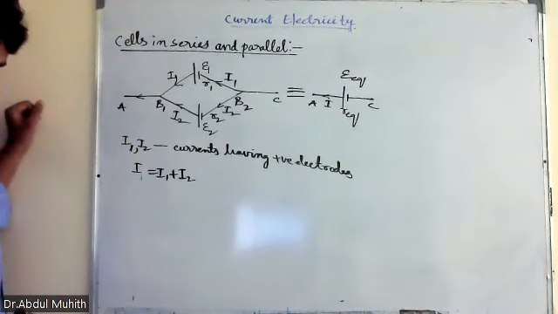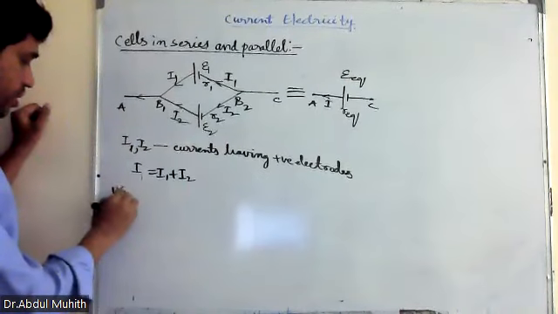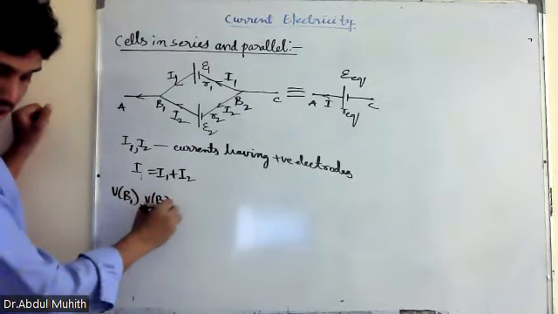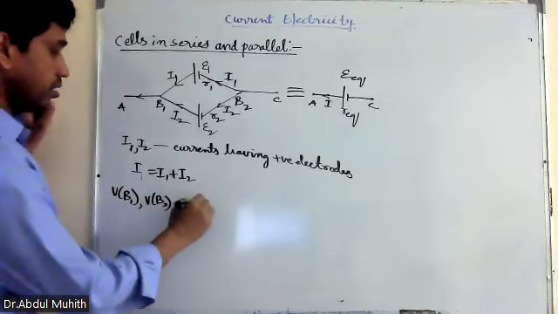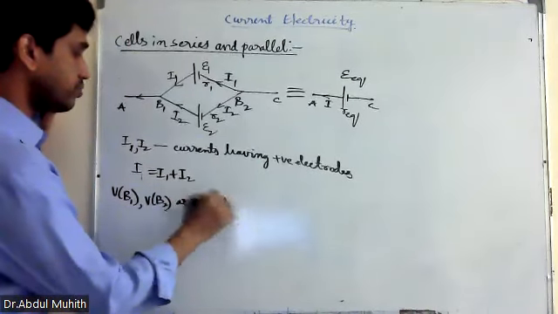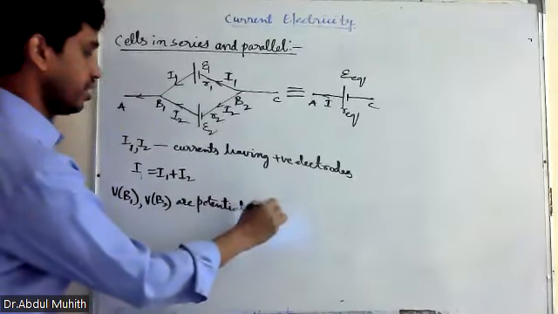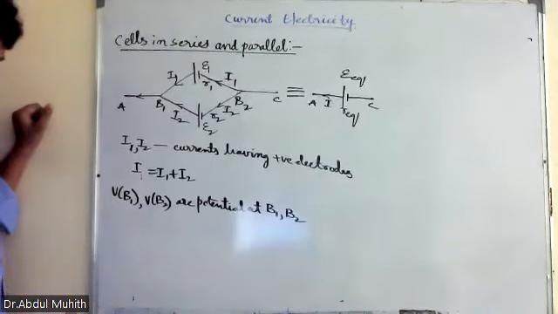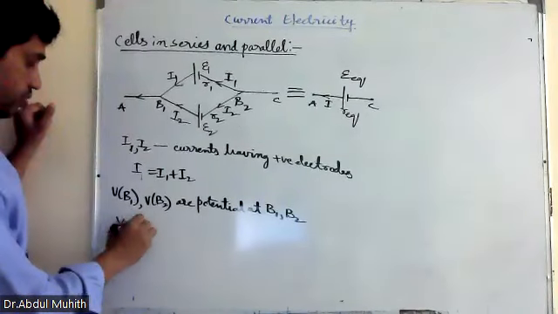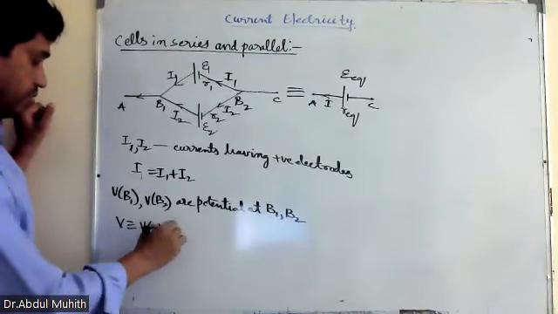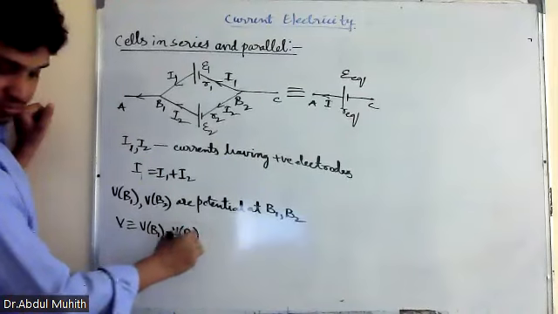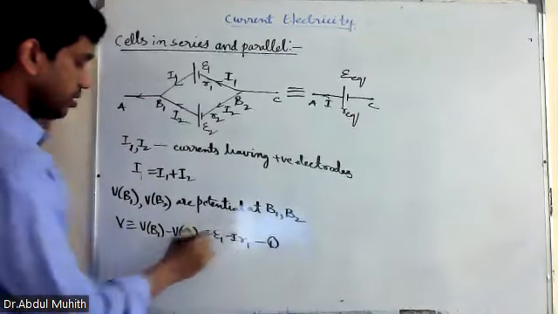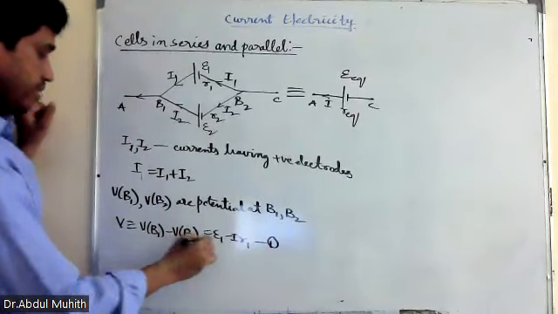Now here we are writing V of B1, V of B2. These are the potentials at B1 and B2. So now V is equal to what? V is equal to V of B1 minus V of B2, which is equal to E1 minus IR1. Equation number 1.